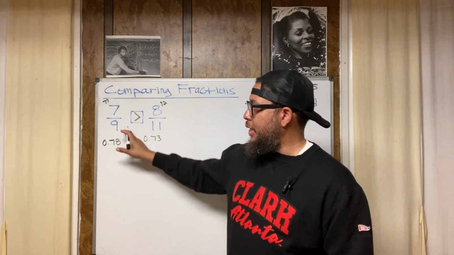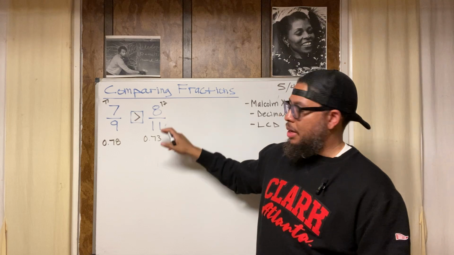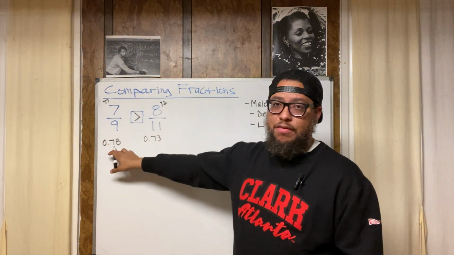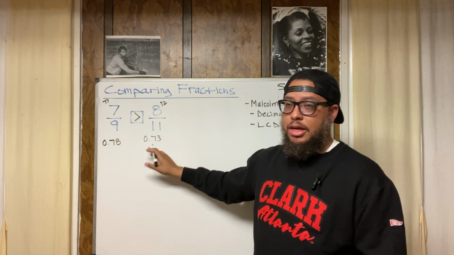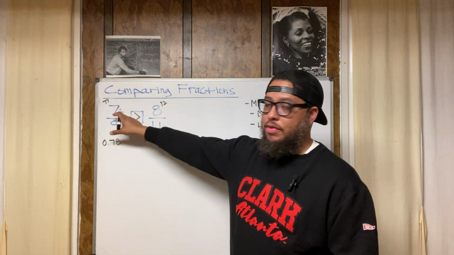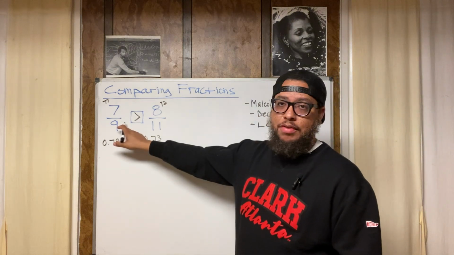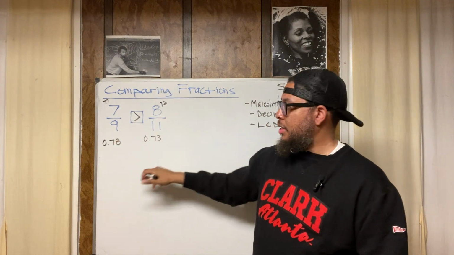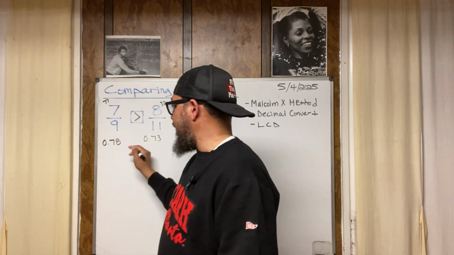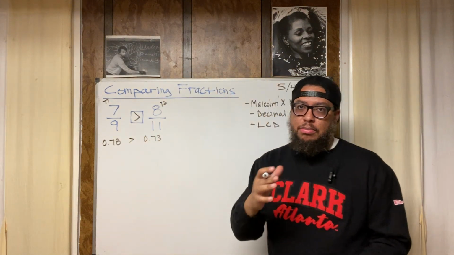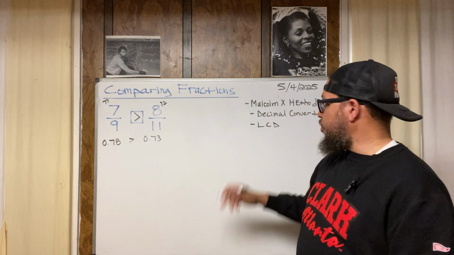Therefore, that's another way to know that 7/9 is still greater than 8/11. Because 78 cents is greater than 73 cents, and 78 cents is equivalent to 7/9, and 73 cents is equivalent to 8/11, that means that 7/9 must be greater than 8/11. All right, so that's method number 2, the decimal conversion method.